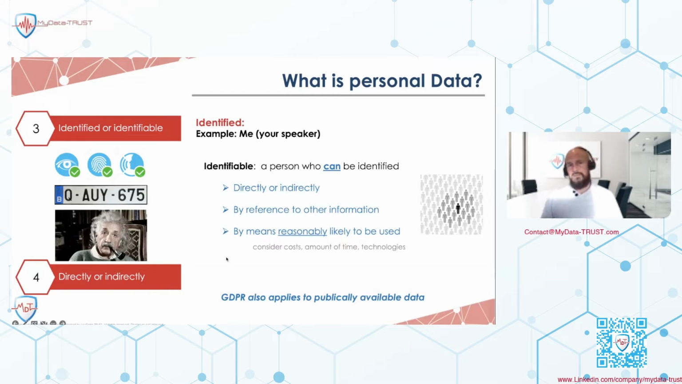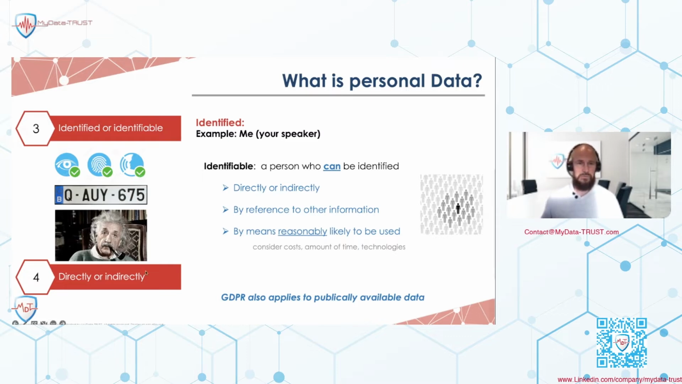And it has to be identified or identifiable. So I introduced myself at the beginning. You saw my photo on the screen, although admittedly I look slightly different now. You can see my image on the camera speaking to you at the moment. I'm clearly identified. There are other ways of identifying people, even without knowing who they are immediately.